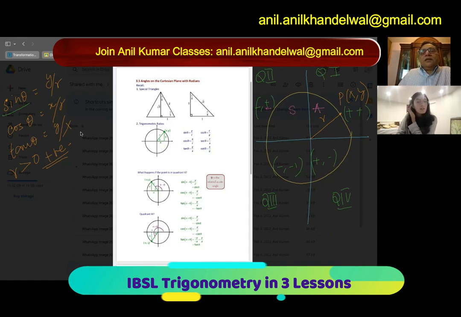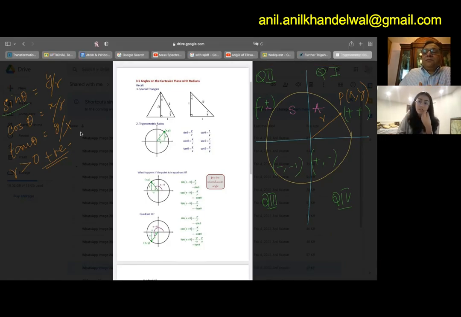In this case, both are negative. That means tan will be positive because negative divided by negative is positive. I see. And in quadrant 4, the x value is positive and therefore cosine is positive. So we have our CAST rule. Do you see the CAST rule now?